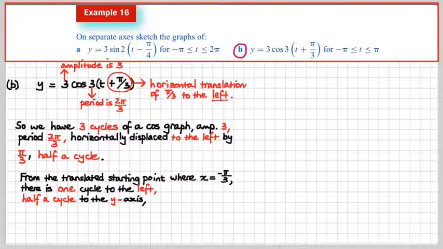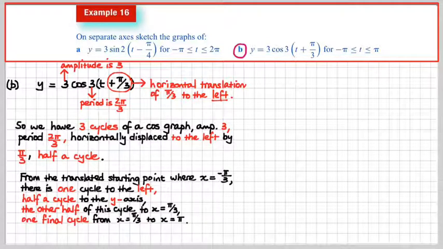Now going back towards the right from the translated starting point, which is x equals minus pi on 3, we're going to fit in half a cycle until we get to the y-axis. Then we're going to fit in the other half of that cycle over to x equals pi on 3, and then from pi on 3 onwards we've got 2 pi on 3 to go before we hit the plus pi mark. Therefore we've got a full cycle. We'll fit one final cycle in there.